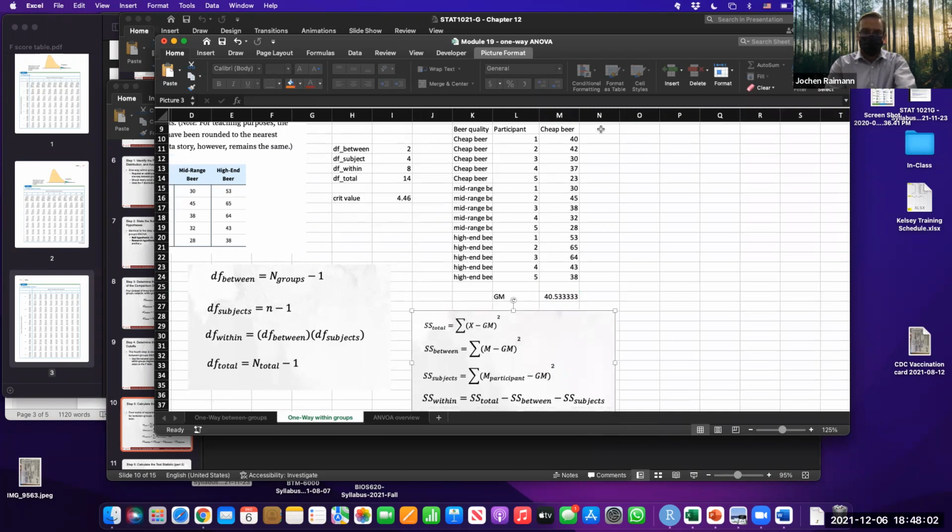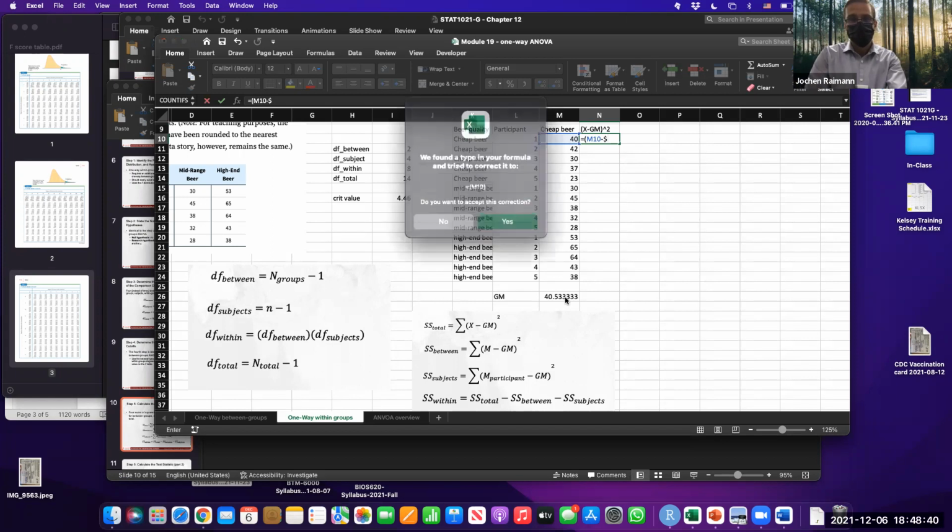Okay, sum of squares total. Let's start with the simplest. The simplest here is an individual x minus the grand mean. This is easily done, right? So we have x minus gm, squared. This is now the formula, and this is a spicier formula. So we're having parentheses, individual x, individual entry, minus the grand mean with a dollar sign.